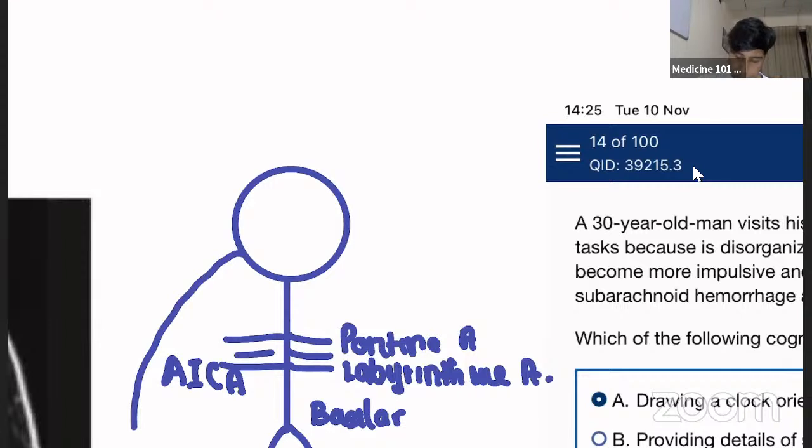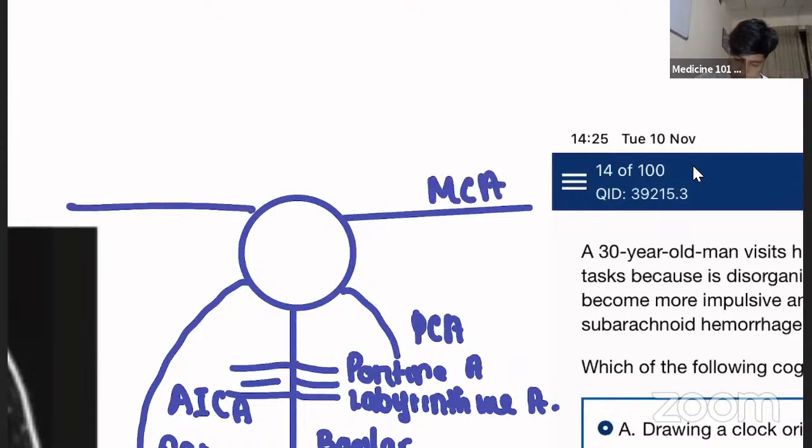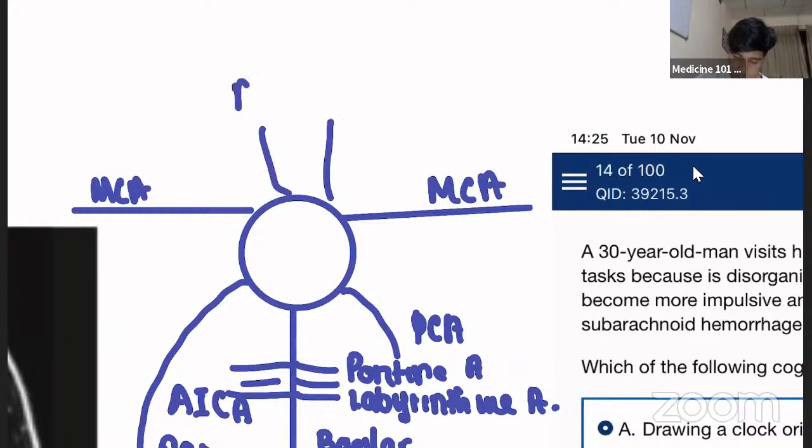Here are the posterior cerebral arteries. I told you everything is symmetrical. Then the middle cerebral arteries, and the anterior cerebral arteries. Okay.